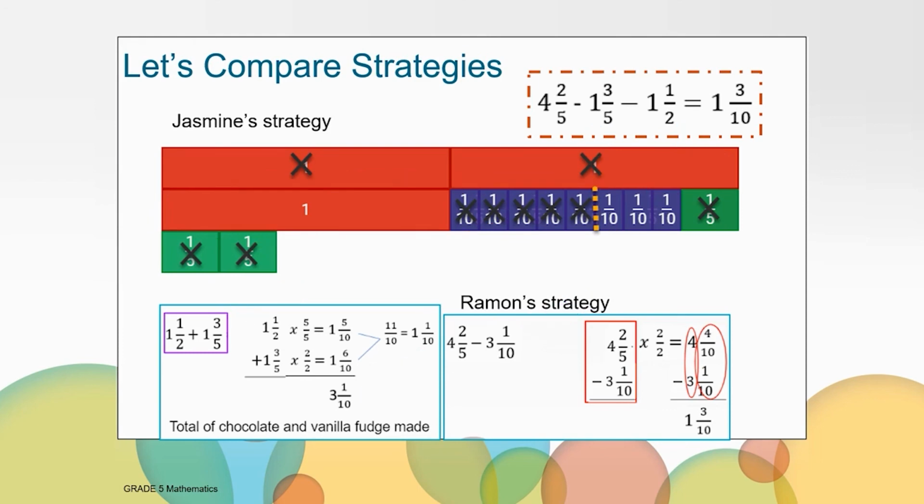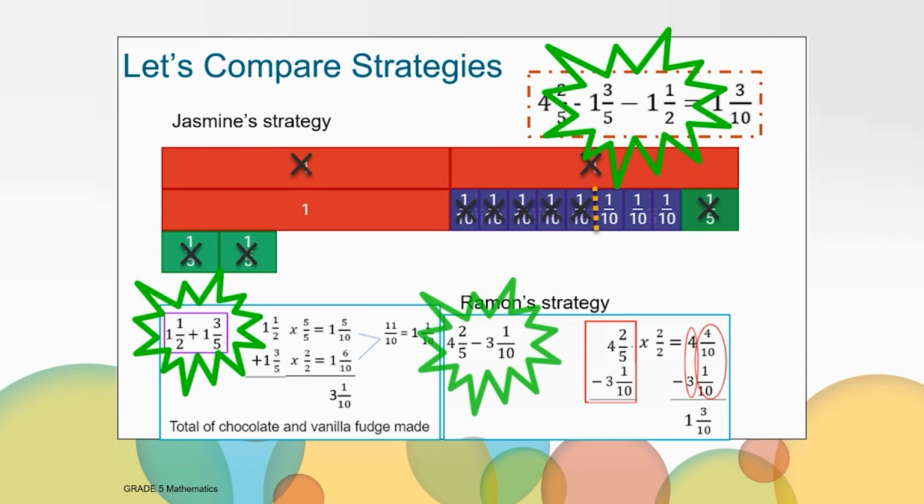We see these differences in the equations that we wrote to match each strategy. Notice where the answer of 1 3/10 is written in each equation, and how one is solved using only subtraction and the other one is solved using addition and then subtraction. Did you notice other differences?